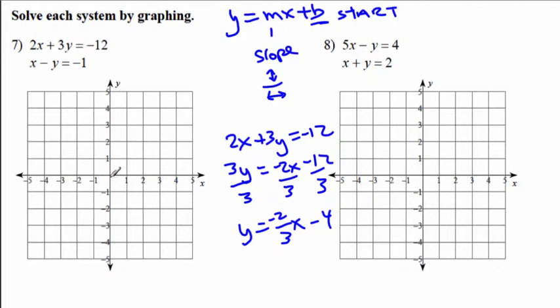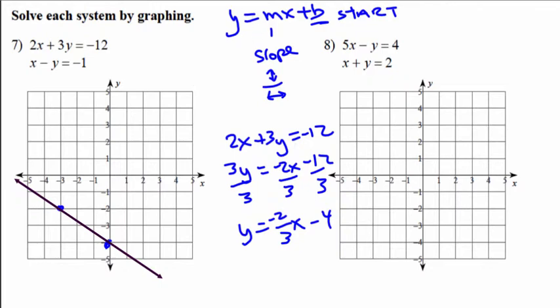Let's graph that. Minus 4 is down here. We then have to go down 2 to the right 3. So that kind of goes off the page. So instead of going down and to the right, let's go up and to the left. Okay, that's just the opposite. So up 2 to the left 3, that puts us right here. Now we can draw our line. All right, so there's our line. We start at negative 4. We go up 2 to the left 3.